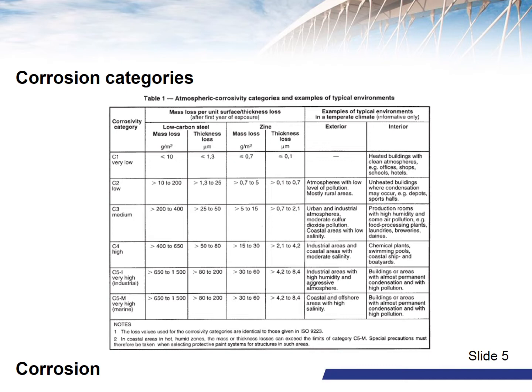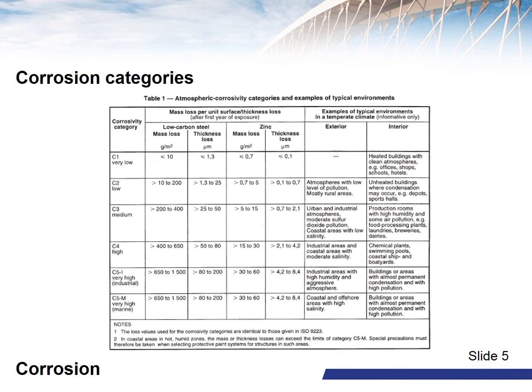For the purposes of ISO 12944-2, atmospheric environments are classified into 6 atmospheric corrosion categories. These range from category C1, which is very low, to category C5M, which is very high. C1 categories are outlined as interior-only environments, such as shops, offices, schools, and hotels.